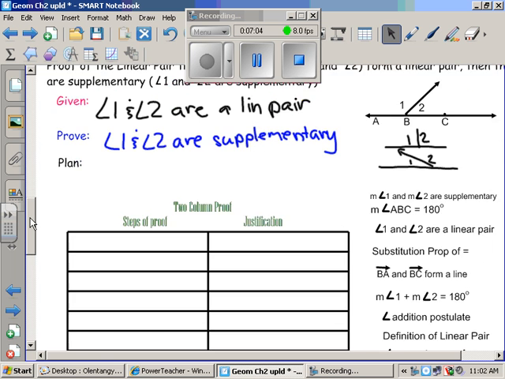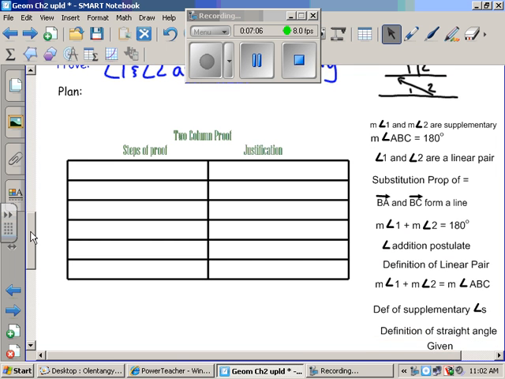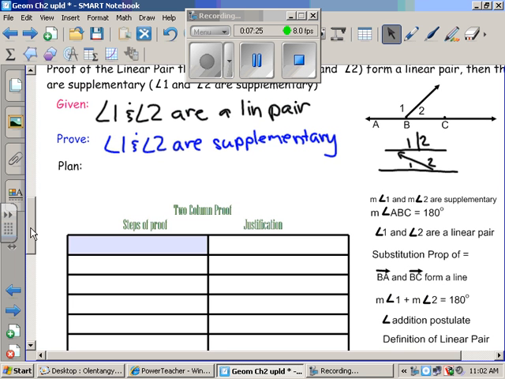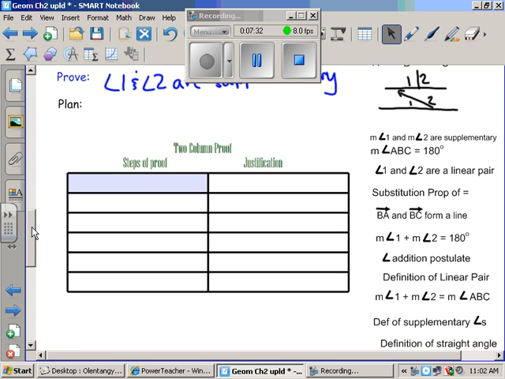But to save time for today, what I did was I wrote all the statements and all the reasons here. So all we have to do is grab them and put them in the right place. So let's put the ones we know for sure in the right place. What do we always start with? The given. And in our case, what's the given? Yeah, angle 1 and 2 are a linear pair. Up here? It's the third one. Yep, there you go. Angle 1 and 2 are a linear pair.